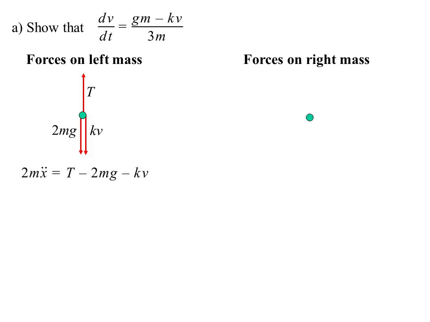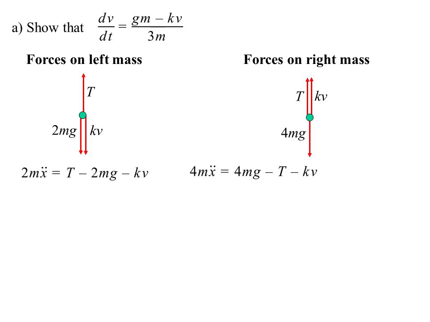Now let's see what's happening on the right-hand side. So on the right-hand side, also a force due to gravity, 4mg, but this time resistance will be going up for this one, because that mass is moving down. So we have kV going up. It also has tension, so its resultant force, 4m x double dot, is equal to 4mg minus T minus kV. So T is that linking force.